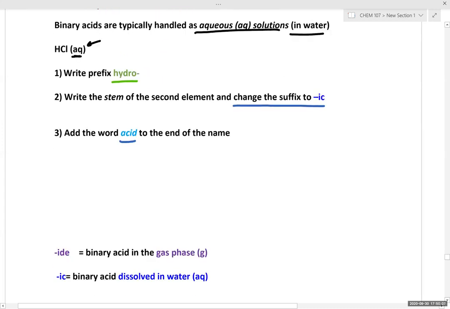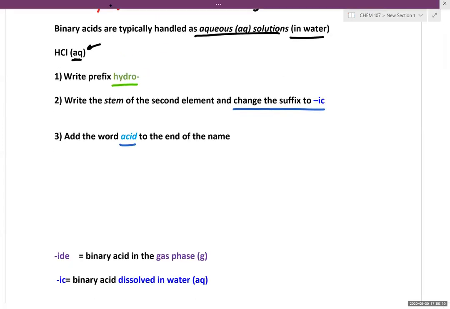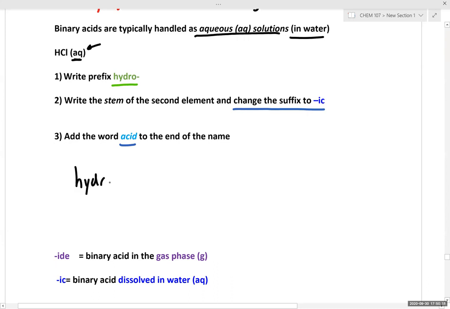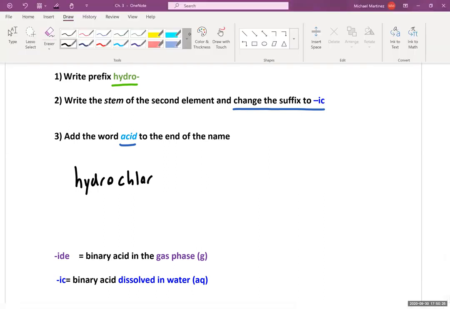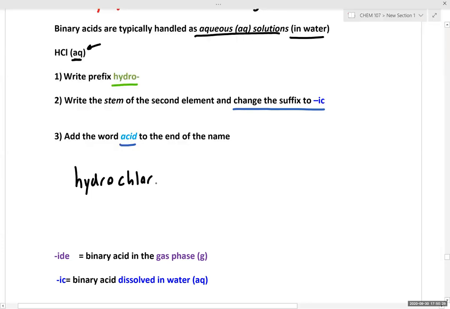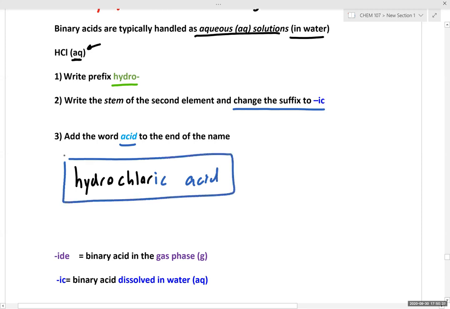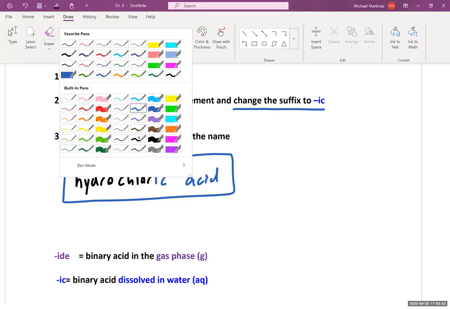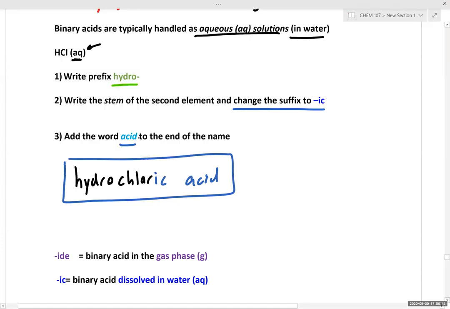So let's look at an example of this. So HCl aqueous would be named as follows. So we'd write the prefix hydro, we'd write the stem, which is chlor, and then we'd change the ending to IC, and then we'd write acid at the end of the name. So this would be hydrochloric acid. Does this make sense to everyone so far?